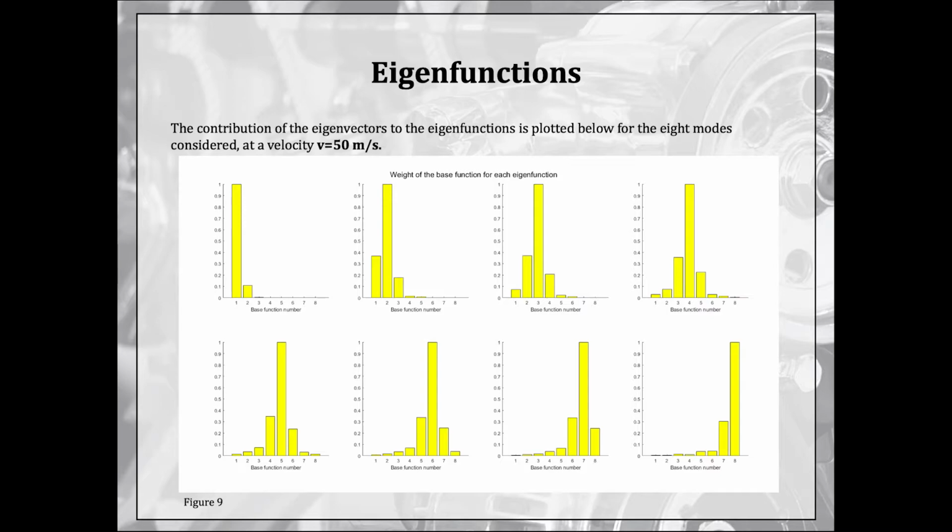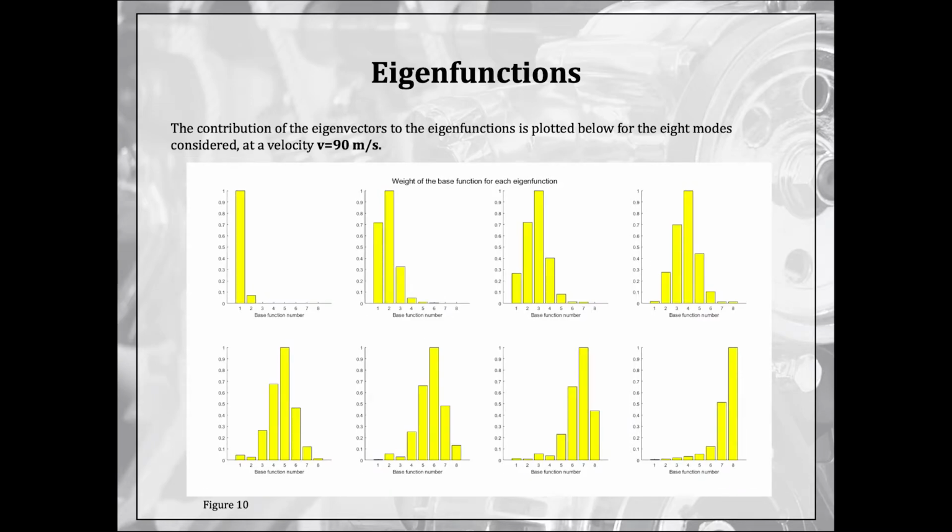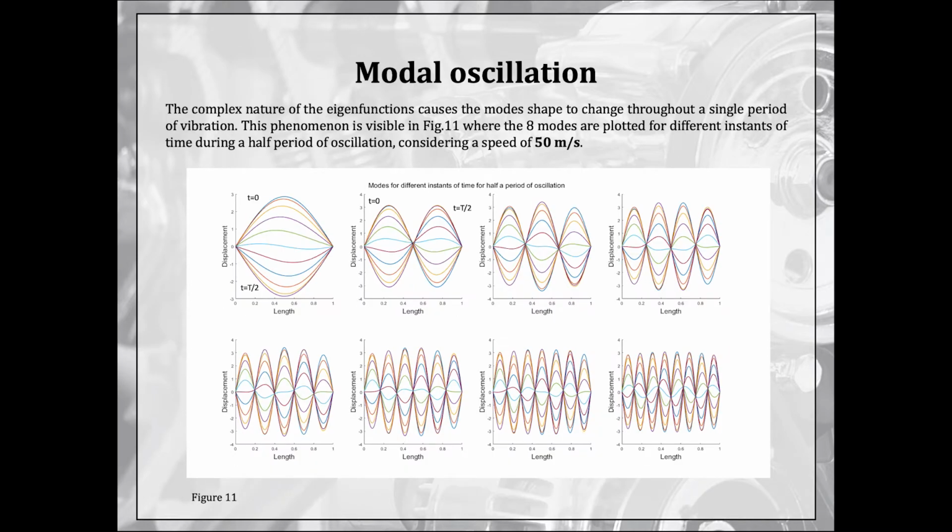Here are the eigenvector contributions to the eigenfunctions at 50 meters per second. We see that most of the contribution comes from a single eigenvector. As we increase the speed, though, we see this contribution spread out more. So this is the same graph but plotted at 90 meters per second, and we see a greater spread of eigenvectors to build up the eigenfunctions.